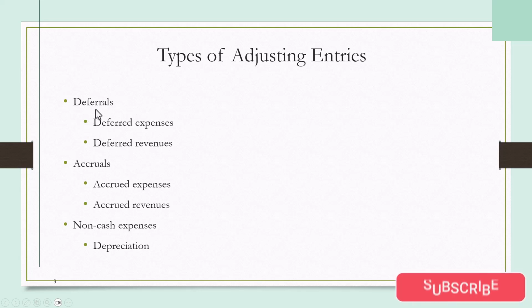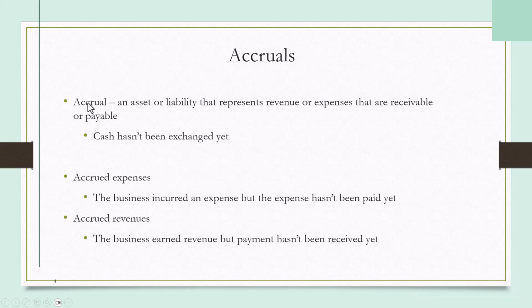I've already talked about deferrals. I've already talked about accrued expenses. And in this video, I'm going to talk about accrued revenues. An accrual is an asset or liability. It represents revenue or income or expenses that are receivable or payable. In other words, cash hasn't been exchanged yet. For an expense, that would be an expense that's been incurred but not paid yet. And for a revenue, that would be revenue the business earned, but they haven't received payment yet.